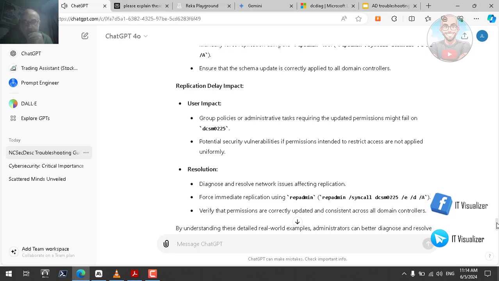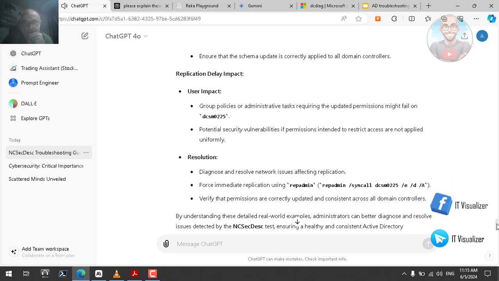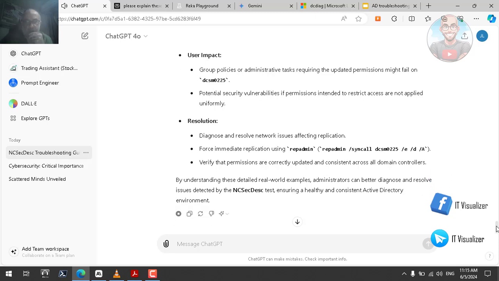Force immediate replication using repadmin: repadmin /syncall DCSM 0225 E/D/A. Verify that permissions are correctly updated and consistent across all domain controllers. By understanding these detailed real-world examples, administrators can better diagnose and resolve issues detected by the NCSec desk test, ensuring a healthy and consistent Active Directory environment.